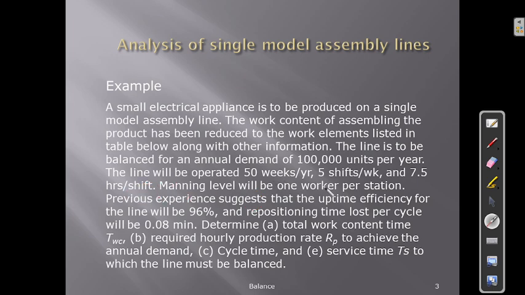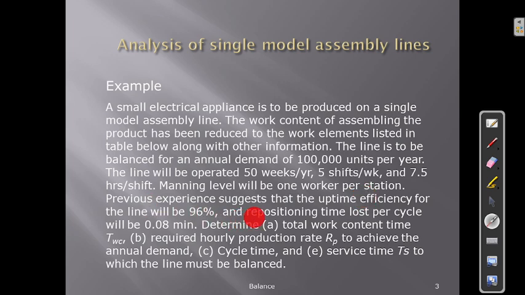So the annual demand given here is 100,000, 1 lakh units per year. They will produce 1 lakh products. Then the line will be operated 50 weeks per year and 7.5 hours per shift. One shift is 7.5 hours. Manning level will be one worker per station.